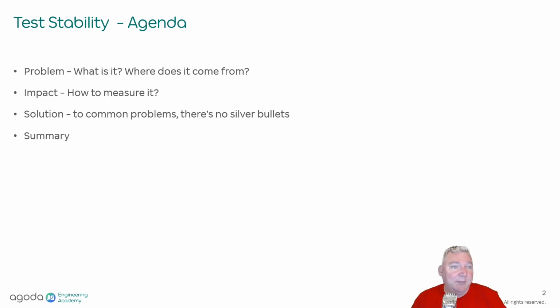We'll talk a little bit about the impact, how to measure it, and also we'll look at some solutions to some common problems. There's no silver bullet. There's not one thing that makes tests not stable or flaky.